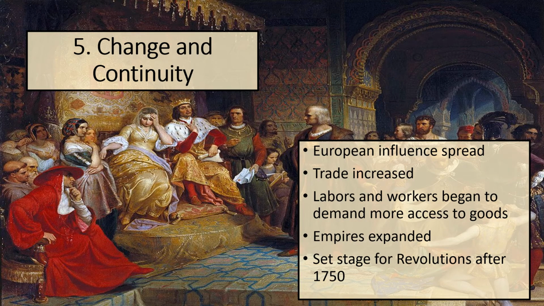Within the context of increasing European influence, regional commerce and established states in Afro-Eurasia continued to flourish. The Mughal, Ottoman, and Qing empires expanded, creating ethnically diverse states. Across the globe, peasant and artisan labor intensified as the demands for goods and food increased. These developments set the stage for the revolutions that defined the period after 1750.